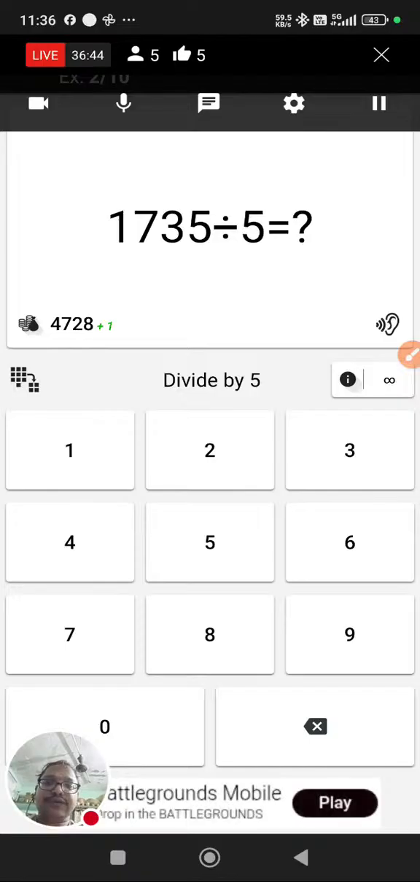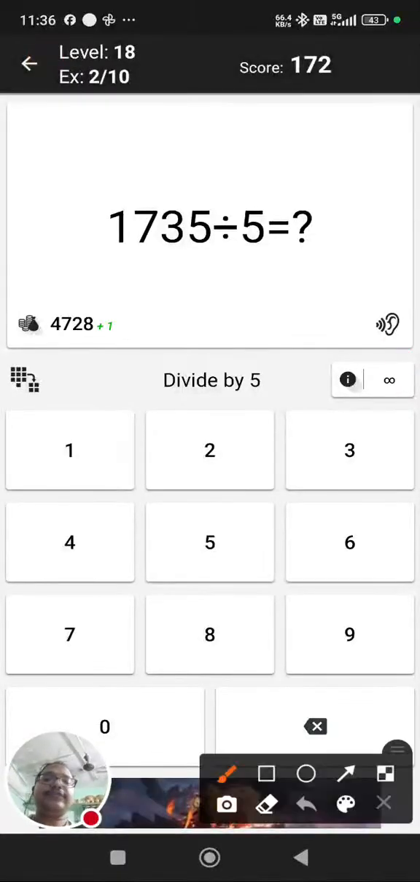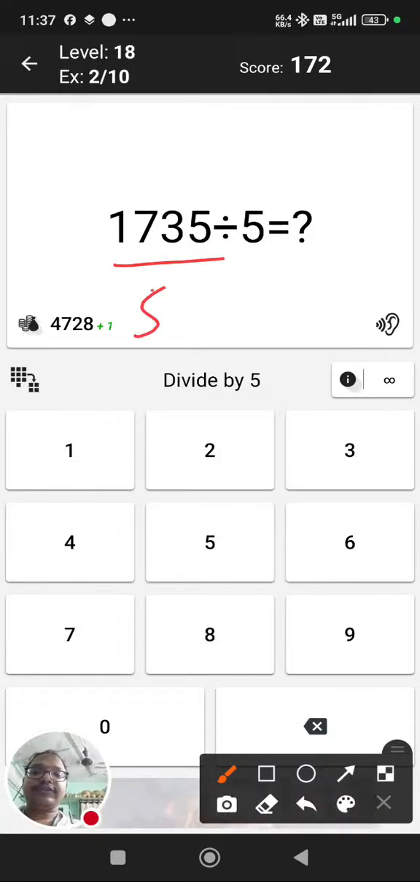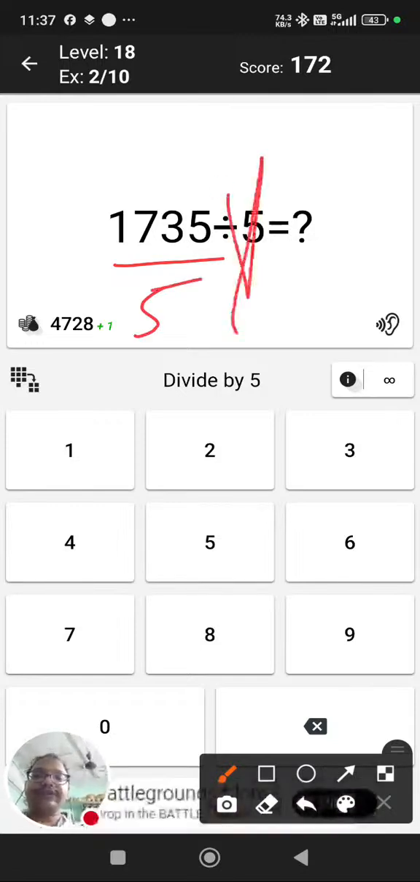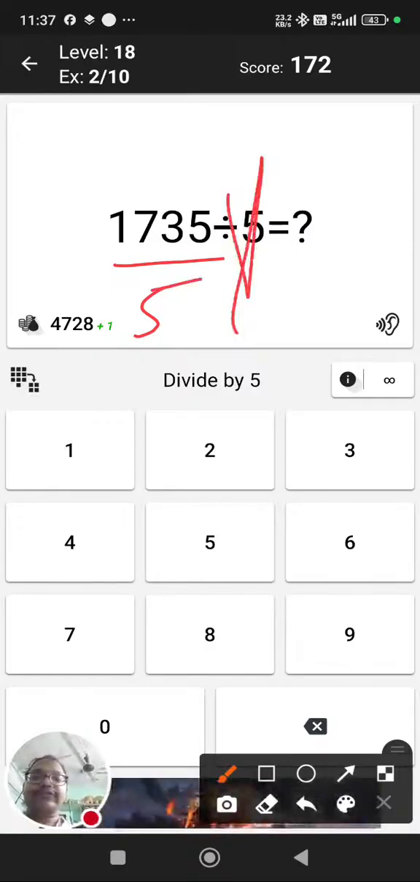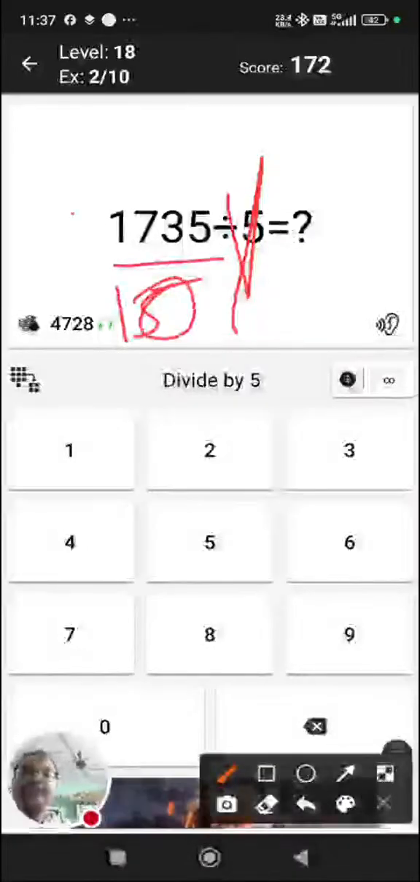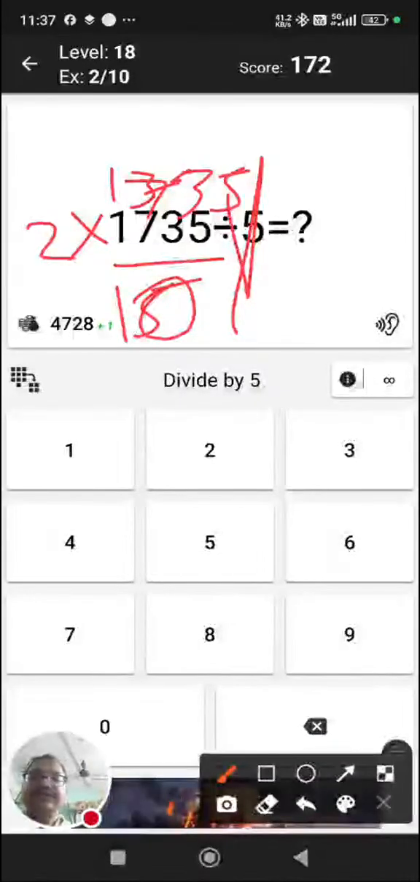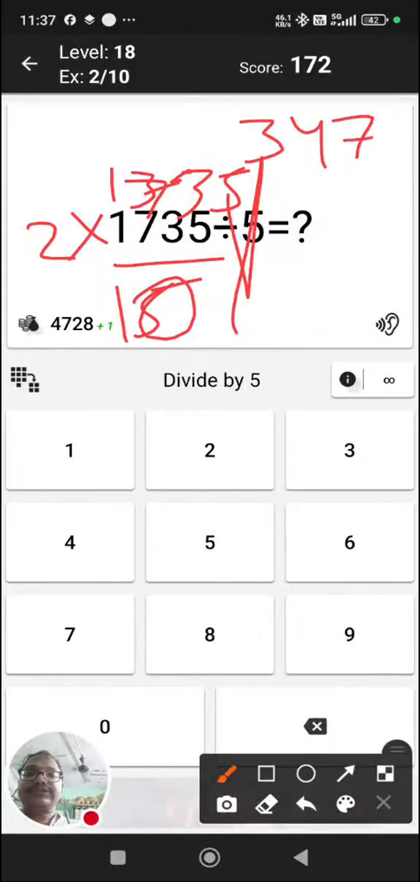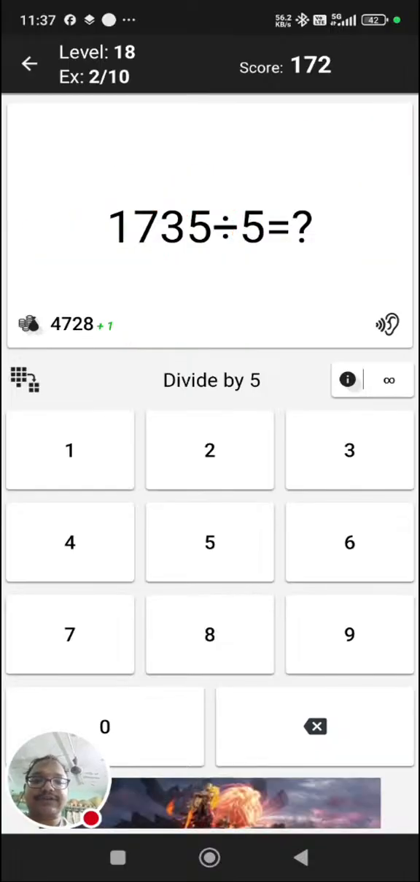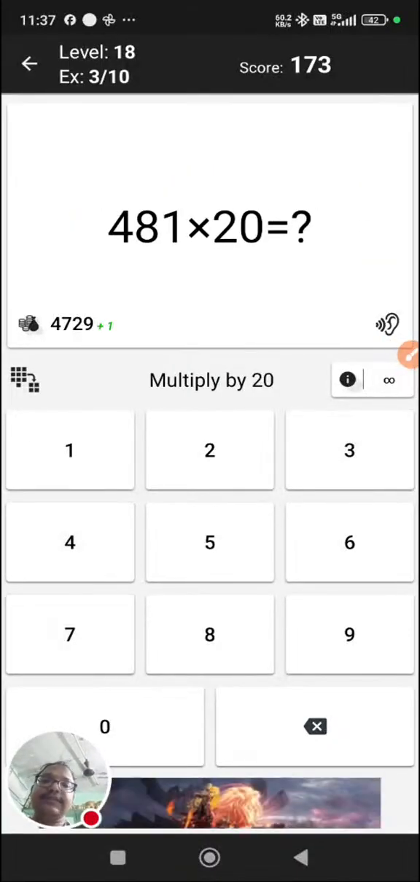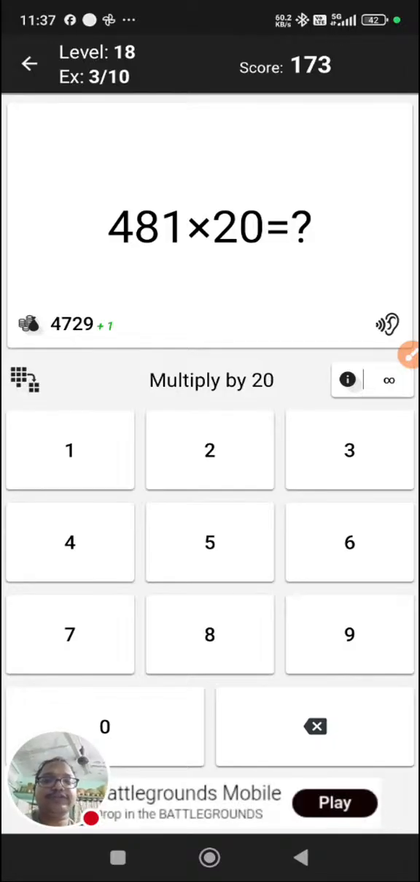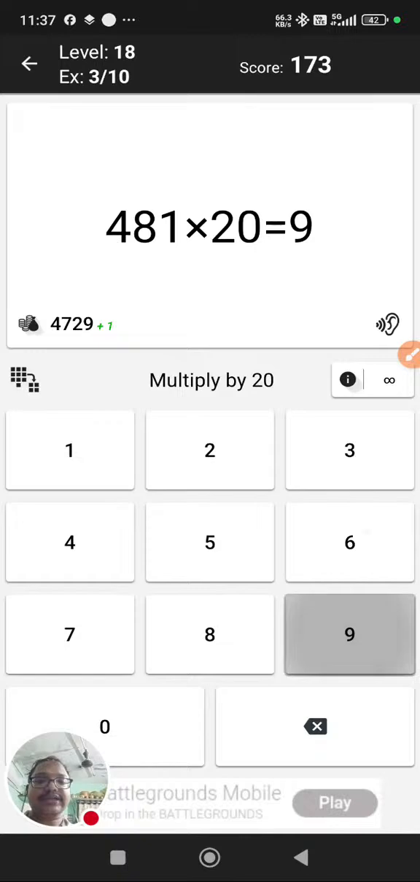Next 5. Here I will say you one more trick for this one. It is given that 1735 divided by 5. So instead of 5 we can write this as 10 divided by 2 means 2 comes here. 1735, sum of these two which will be 3470. 3470 divided by 10 which will be 347. So answer for this one will be 347. Next 481 into 20 which will be 962. 9620.